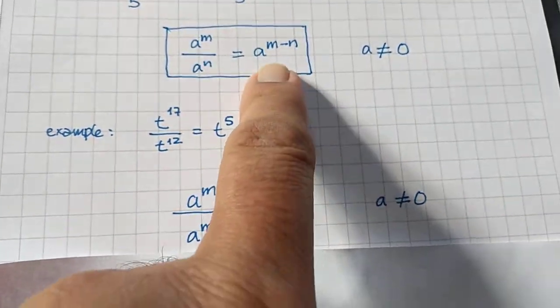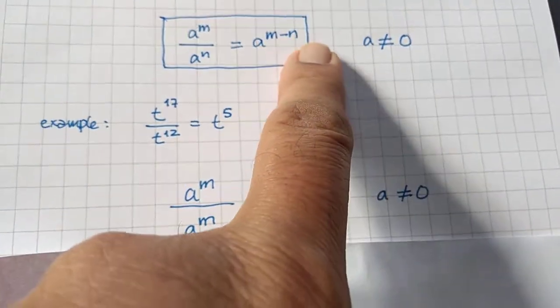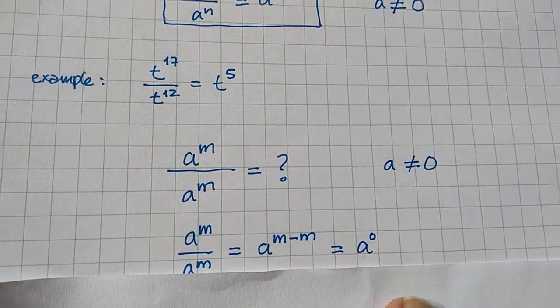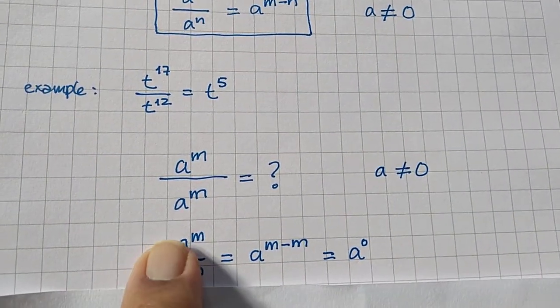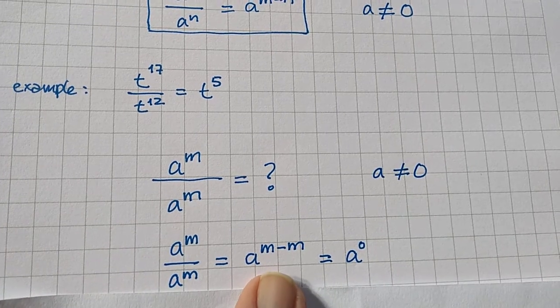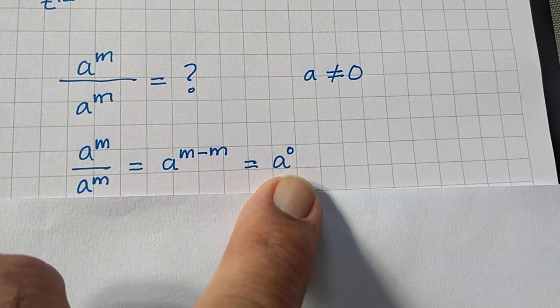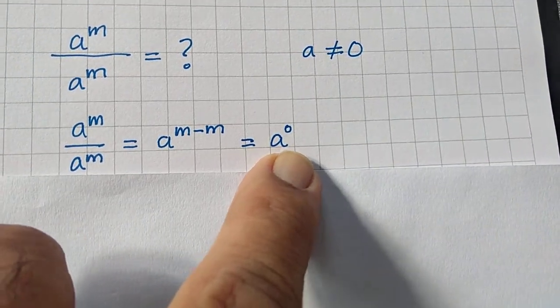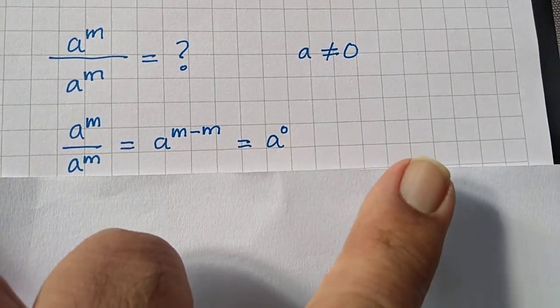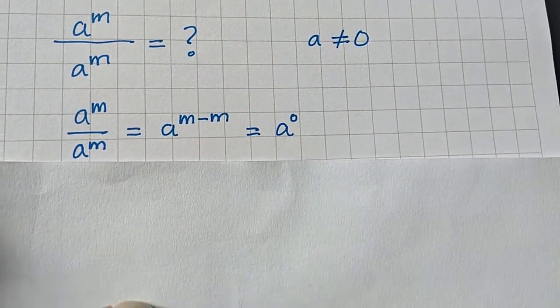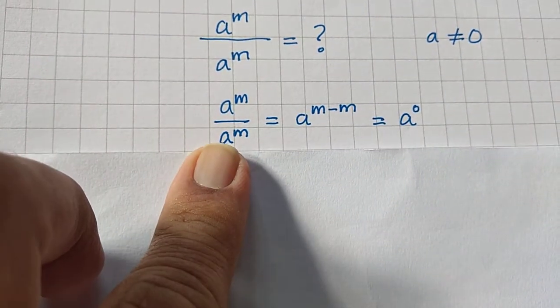So we'll get a to the power m minus m, which is 0. So a to the power m over a to the power m is equal to a to the power m minus m, which is equal to a to the power 0. Now remember, a to the power 1 is a, but a to the power 0 is what? What does this mean?